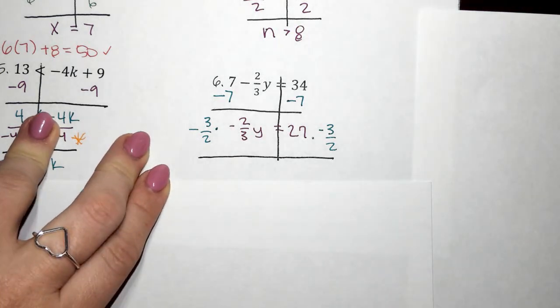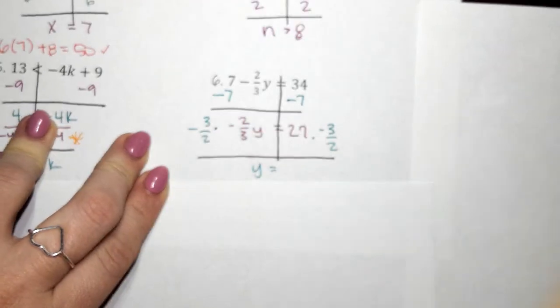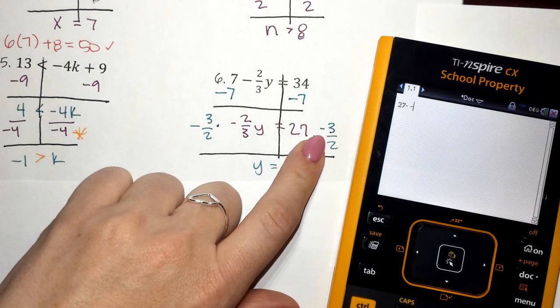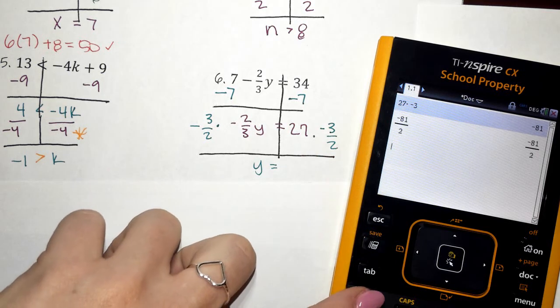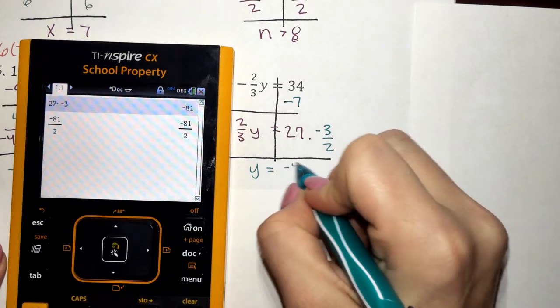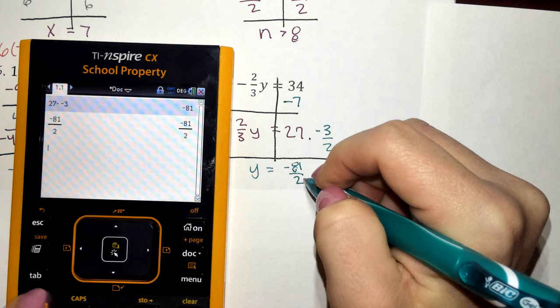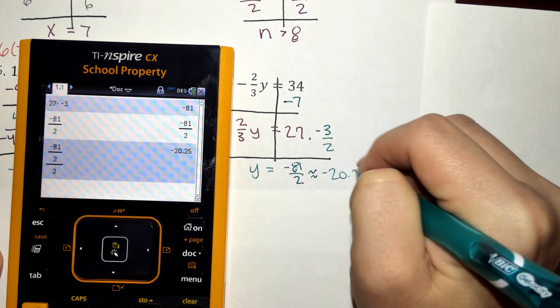So then in that case, I would be left with y equals, and then I would come to my calculator. I would say 27 times negative 3 divided by that 2. And you can write it as this fraction. I'm going to write it as both. Negative 81 over 2, or roughly negative 20.25.